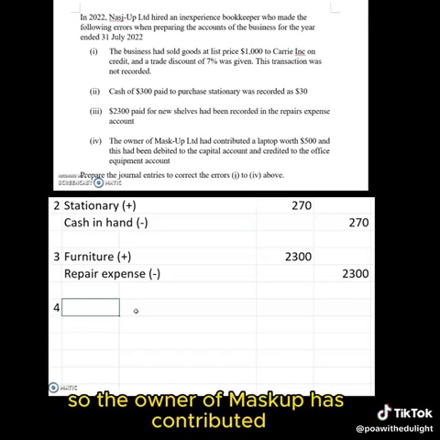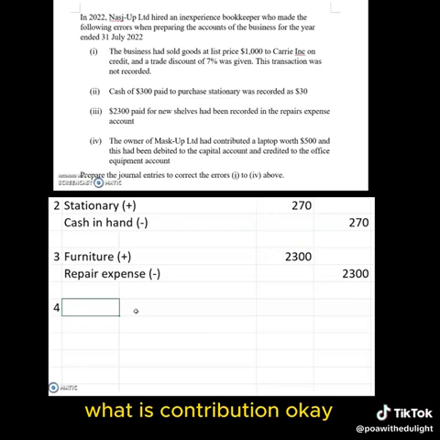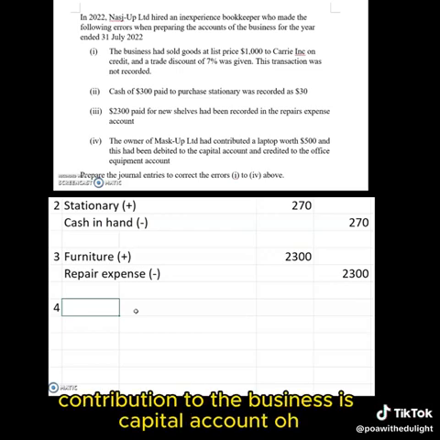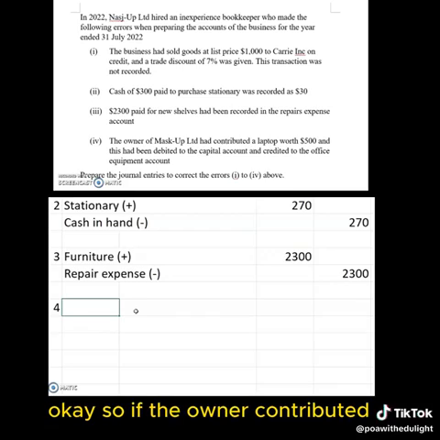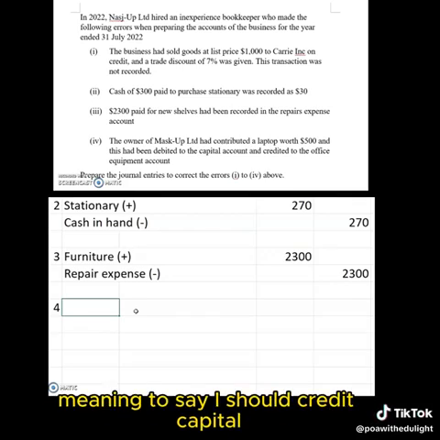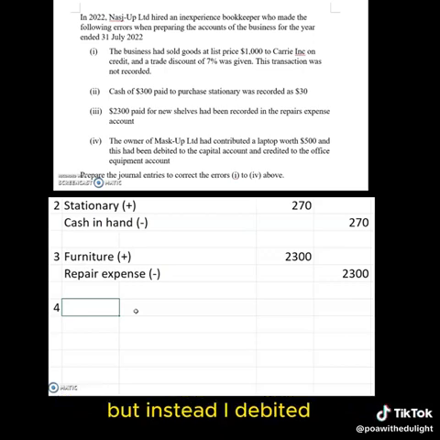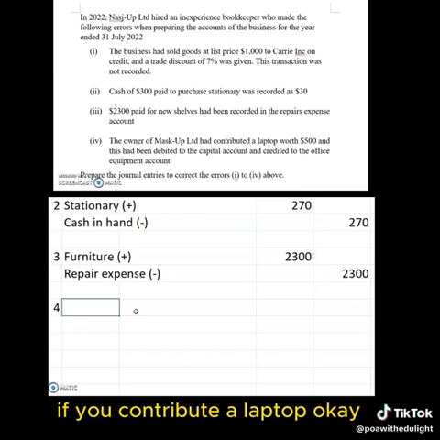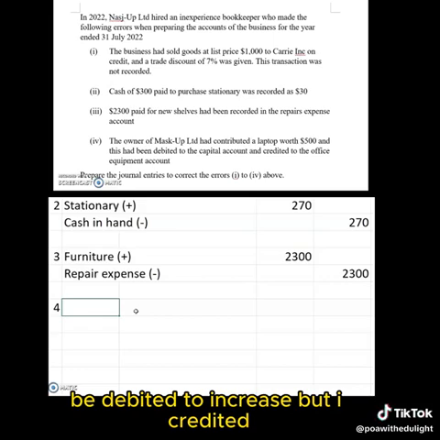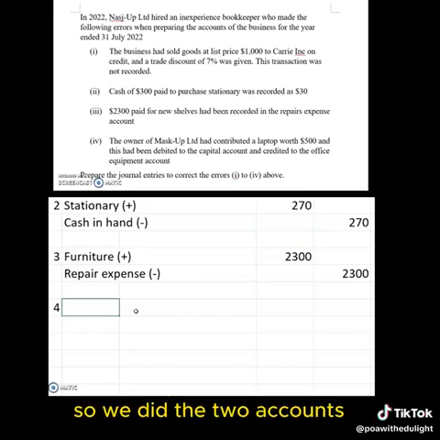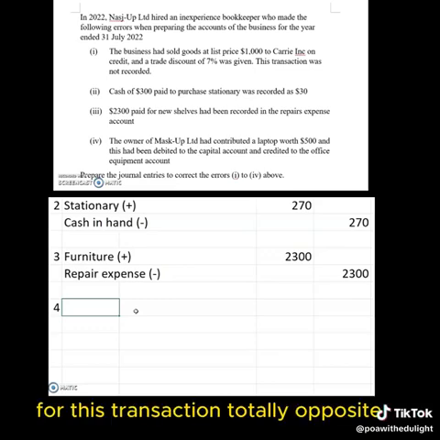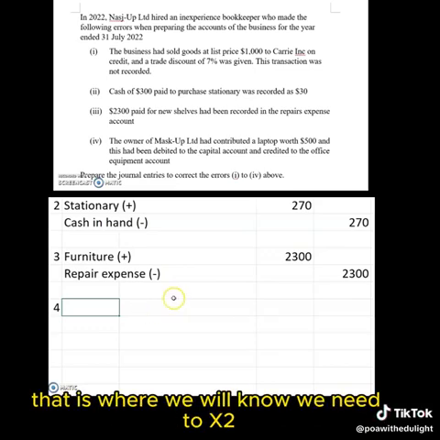So the owner has contributed. Ask yourself, what is contribution? Contribution to the business is the capital account. If the owner contributed more, capital should go up, meaning I should credit capital, but instead I debited. That is the first clue that it is a doubling up error. Second, if we contributed a laptop, it goes into the office equipment account. So office equipment should be debited to increase, but I credited. We did the two accounts for this transaction totally opposite. That is where we know we need to multiply by 2.